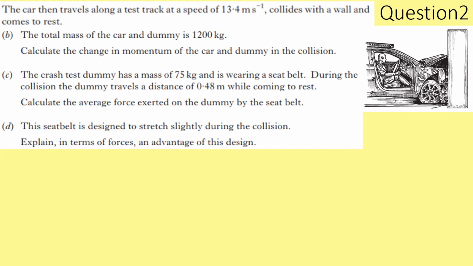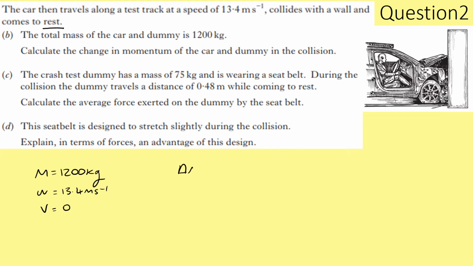Okay, so in the second part of question 2, remember we have our car traveling on this track at a speed of 13.4 meters per second and then collides with the wall. The key word here is the word rest. We're told the mass of the car and the dummy is 1200 kilograms. Our initial velocity is 13.4 meters per second, and our final velocity is 0 because we come to a rest.